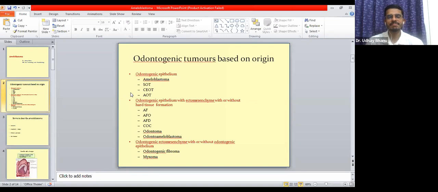So unicentric means it starts from a particular point and then expands to spread and reach different parts of the bone and destroy it. Then you have anatomically benign. By anatomically benign, can you see the slide, terms to describe ameloblastoma?